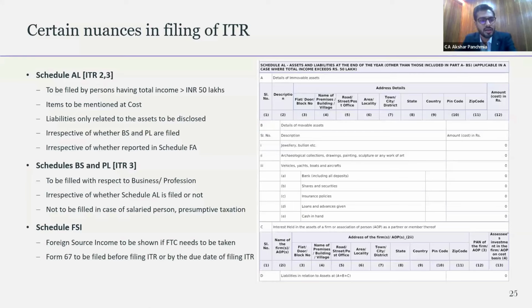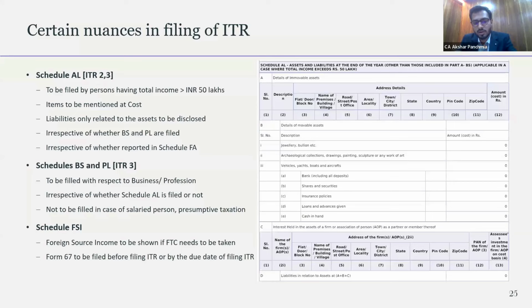Coming to Schedule AL, one normally correlates this to your balance sheet and P&L schedule. I would like to mention at the outset that both are separate, mutually exclusive of each other. Where Schedule AL is concerned, only a person having total income higher than 50 lakhs is supposed to fill this. And all the details which are mentioned in this are to be mentioned at cost.